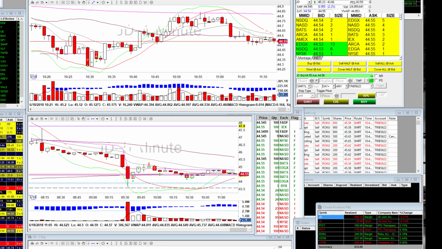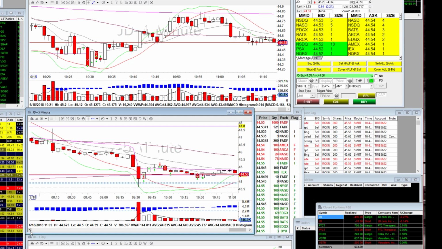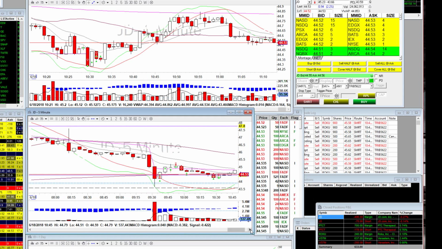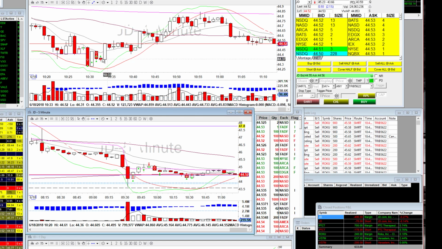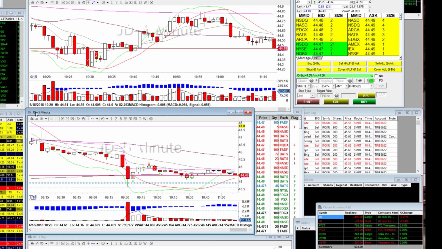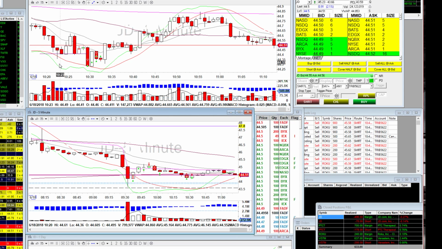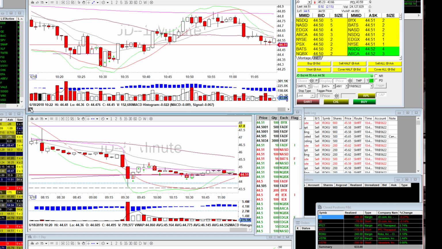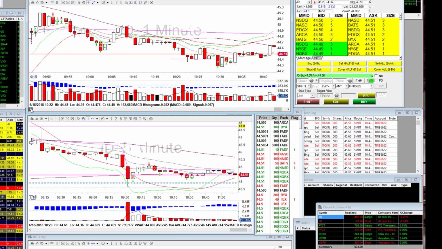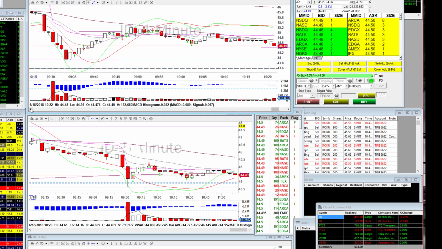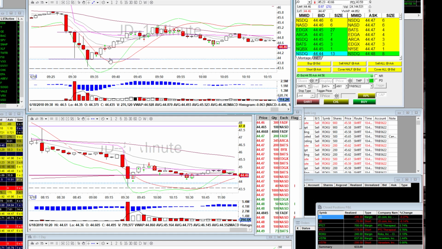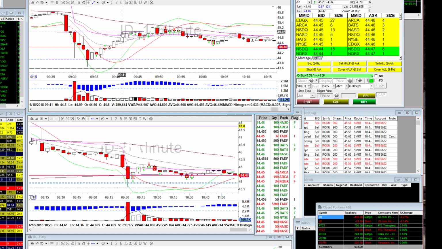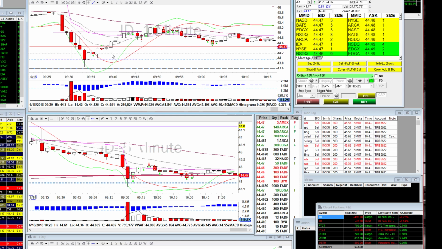So for JD, the problem I had was that I did not pay enough attention to the opening range. So if you look at the 1 minute chart here, this is the one, from 43.97 to 45.05. That's the 5 minute opening range. It never broke the opening range.